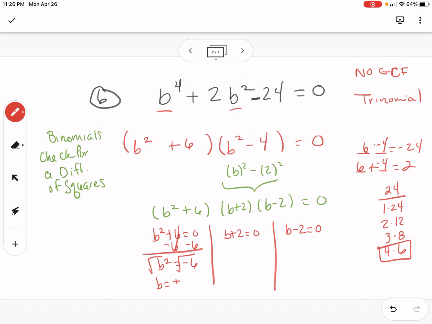Remember, when you square root, it's positive or negative. If it's a negative root, you can take the negative out and put an i at the end to show your answer is imaginary. So here our solutions are b equals square root of 6i, negative square root of 6i, negative 2, and positive 2.